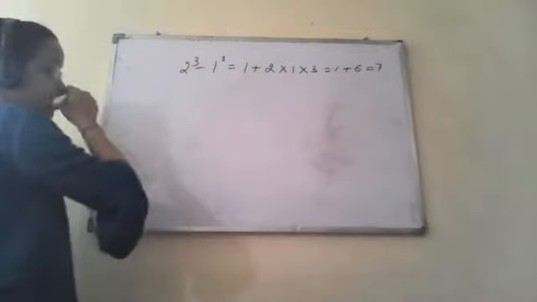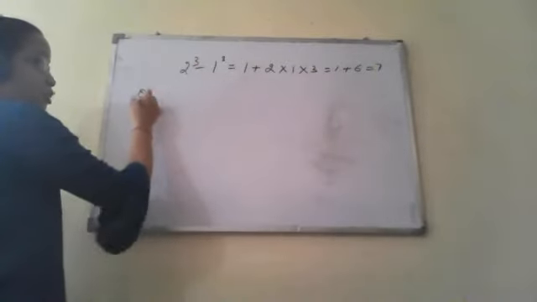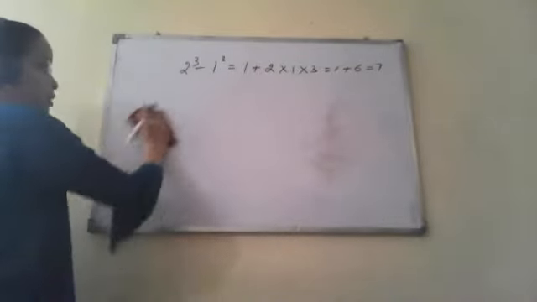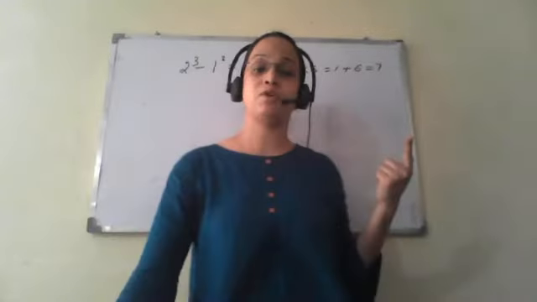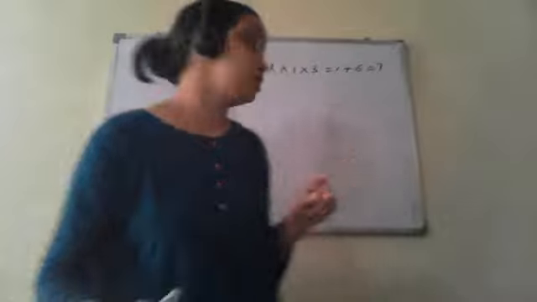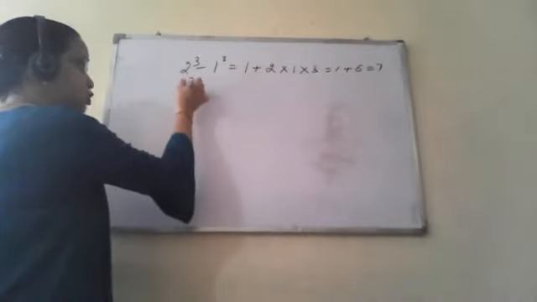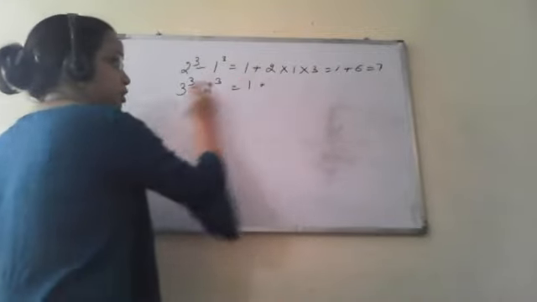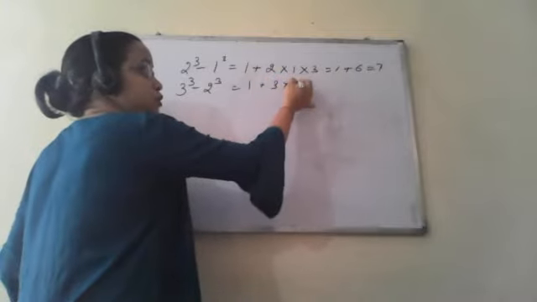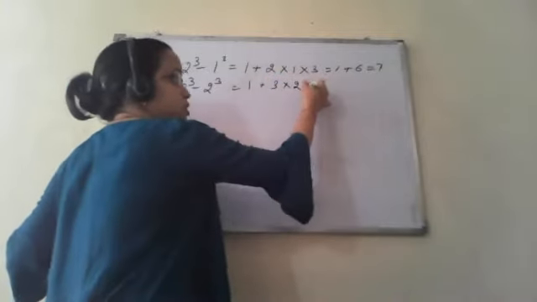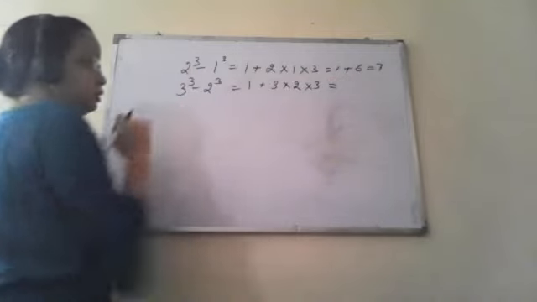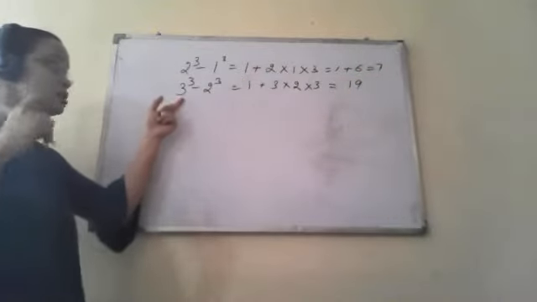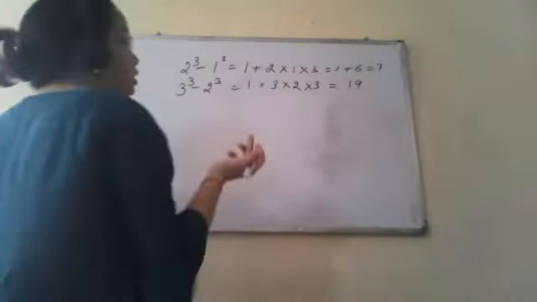If you calculate, 2 cube is 8 and 1 cube is 1, so it is 7. So it is equal to this. This is a specific pattern for the difference of cubes of two consecutive numbers. Now say 3 cube minus 2 cube. It will be 1 plus the product of these numbers, that is 3 into 2 into 3. This is fixed. So this is 1 plus 18, this is 19. And if you calculate, 27 minus 8 is again 19.